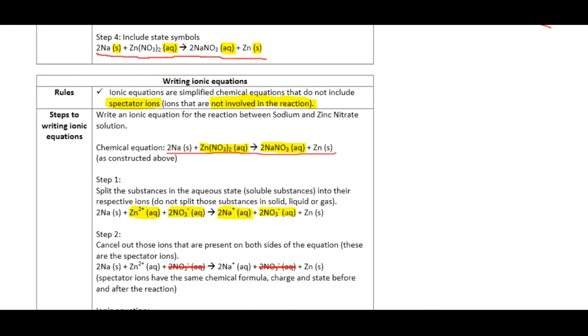The coefficient 2 in front applies because there are 2 of this substance, and each molecule of this substance has 1 sodium and 1 nitrate. So 2 molecules of this will have 2 sodium ions as well as 2 nitrate ions. So the 2 applies to both the Na and the NO3. Zn remains the same because it is not in aqueous form.